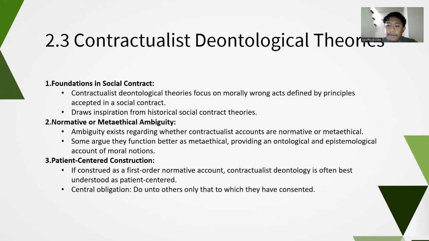So, what is the normative or metaphysical ambiguity? The nature of contractualist accounts is marked by intriguing ambiguity. Scholars like Thomas Scanlon and David Gauthier propose that these accounts function more effectively as metaethical constructs, providing an ontological and epistemological understanding of moral notions.